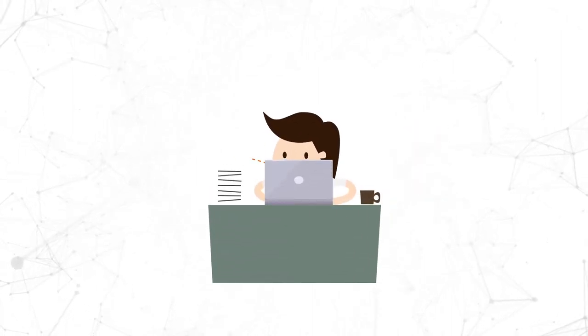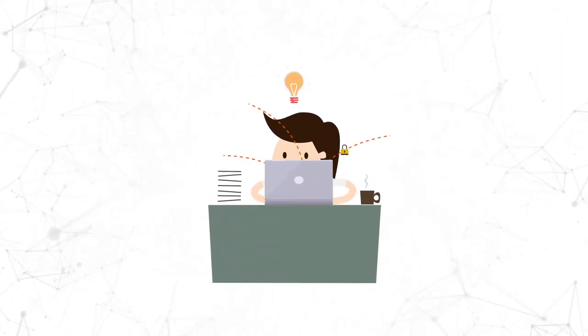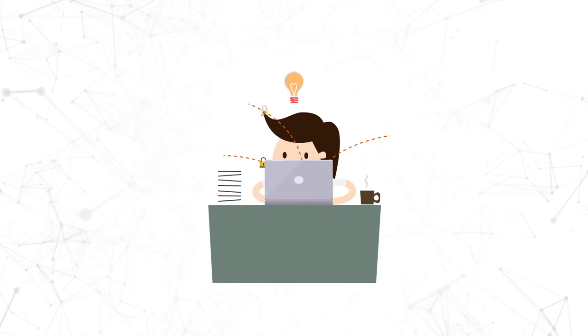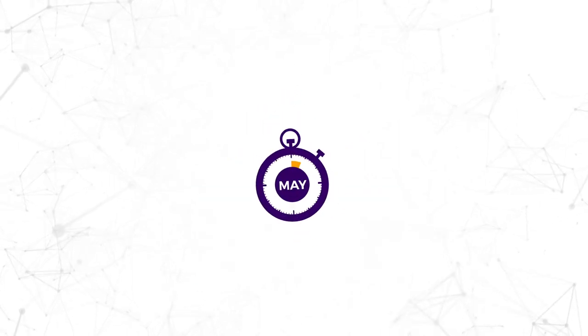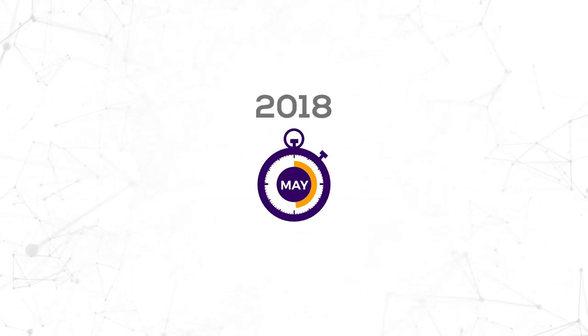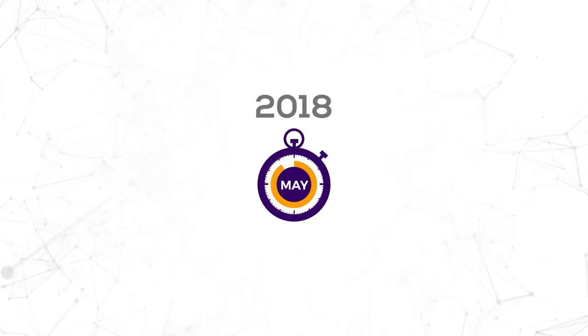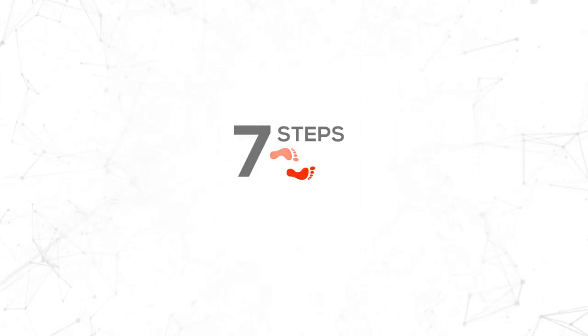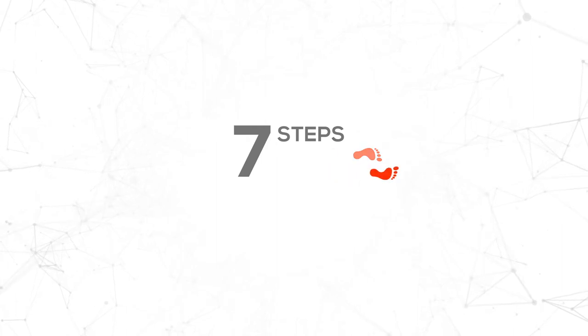For starters, you may need to review and even rethink your data privacy and information security strategy. And you may want to act now to be fully compliant by the May 2018 deadline. We've identified 7 steps to help you get there fast.